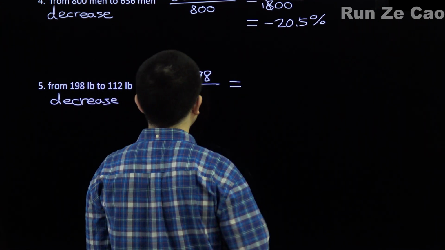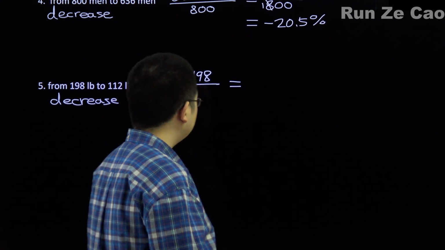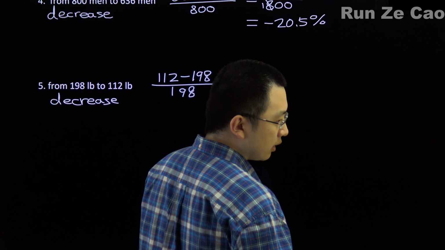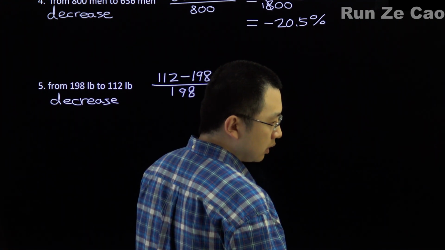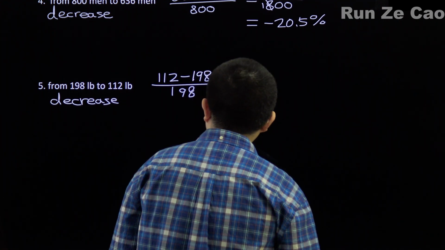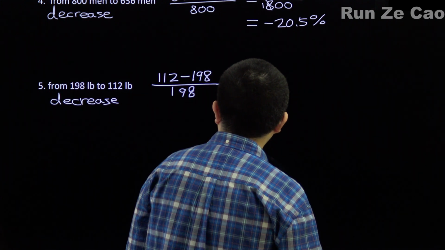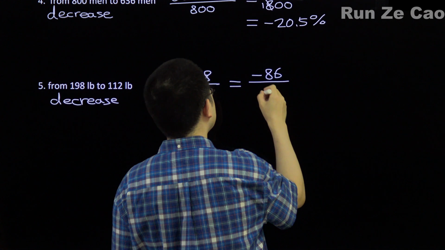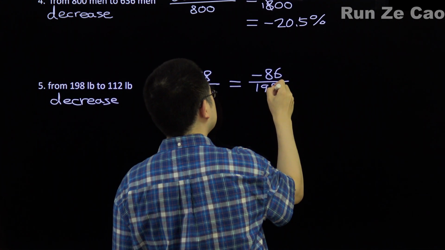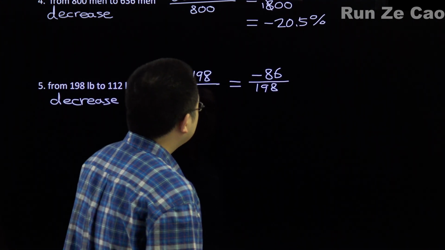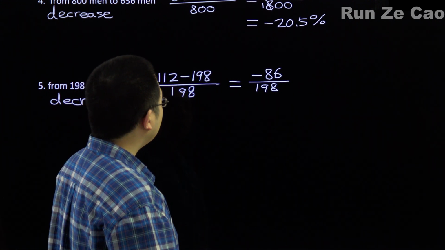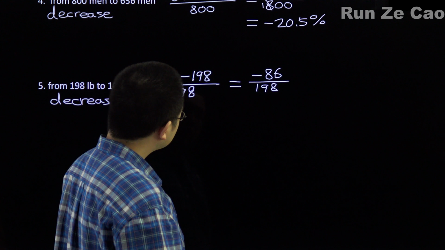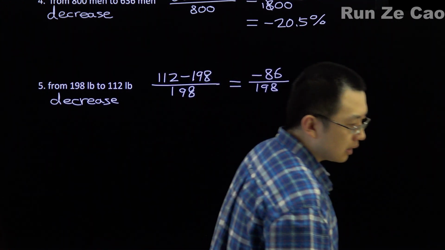And this is equal to 112 minus 198. So 114 minus 200. In other words, negative 100 plus 12. Minus 86 over 198. Now, 86 is 2 times 43, 198.